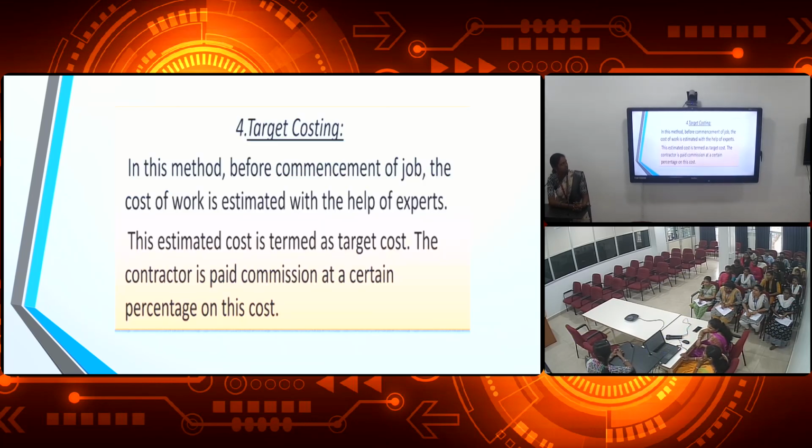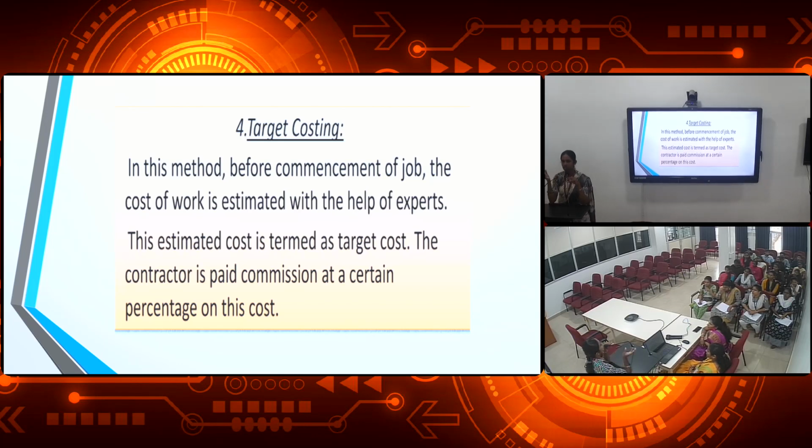target costing. In this method, before commencement of a particular job, the cost of the work is estimated with the help of experts. Yes, and this estimated cost is termed the target cost. The contractor is paid commission at a certain percentage on this cost. So this can be a method similar to contract costing. Before starting the job itself, we calculate what will be the cost incurred for producing that product. After that, if you are placing that order with the contractor, we'll be releasing a particular amount.